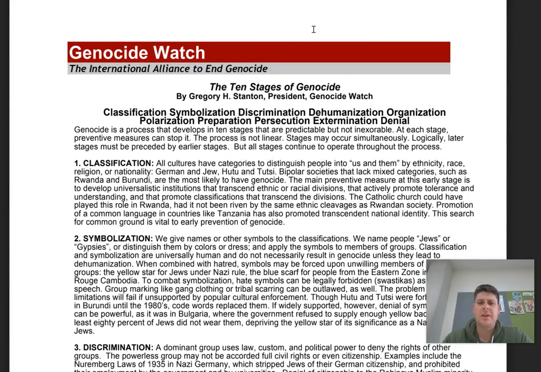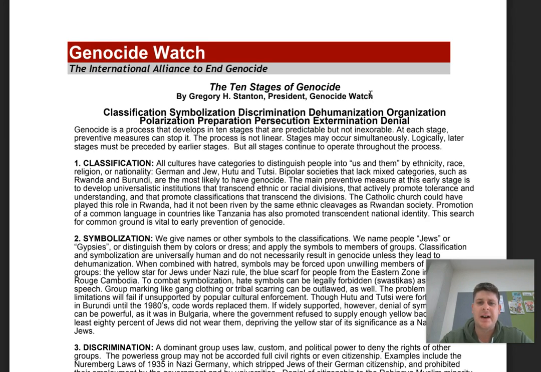So, as we would when we're reading a document, we're going to be looking at, to begin with, the title. This is called Genocide Watch in the International Alliance to End Genocide. Just walking you through how I would approach this. This is not actually the name of the article. This is the name of the website.